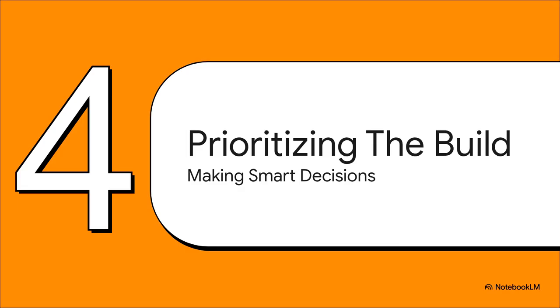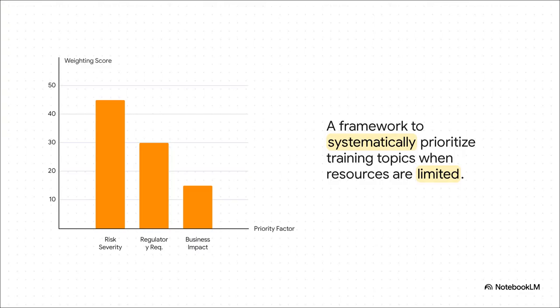Now, wouldn't it be nice if we had unlimited time and money to build everything in our blueprint all at once? Yeah, of course it would. But we live in the real world. So the next critical step is prioritization. You have to make smart, data-driven decisions about what gets built first. The key is to use a framework, not just your gut feeling.